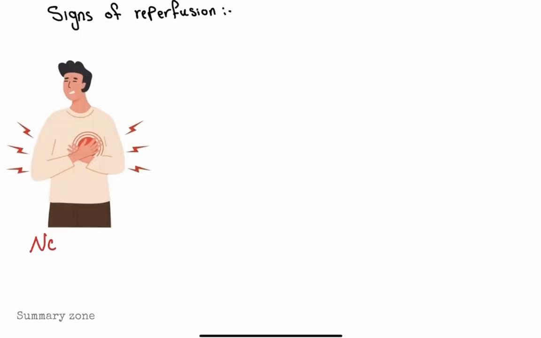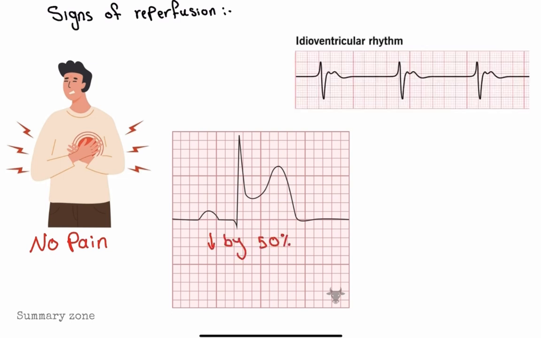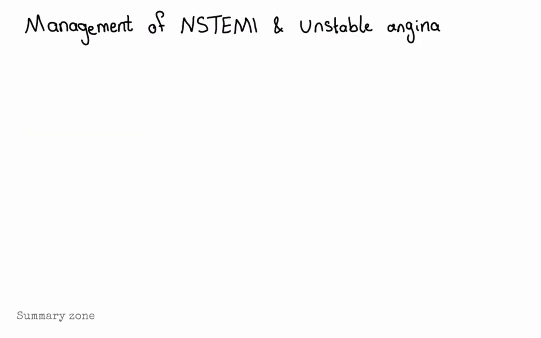After reperfusion, how do you know it worked? Look for 3 signs of success. 1. Resolution of chest pain. 2. Reduction of the ST elevation height by at least 50% on the ECG. 3. The appearance of a reperfusion arrhythmia, most commonly an accelerated idioventricular rhythm.